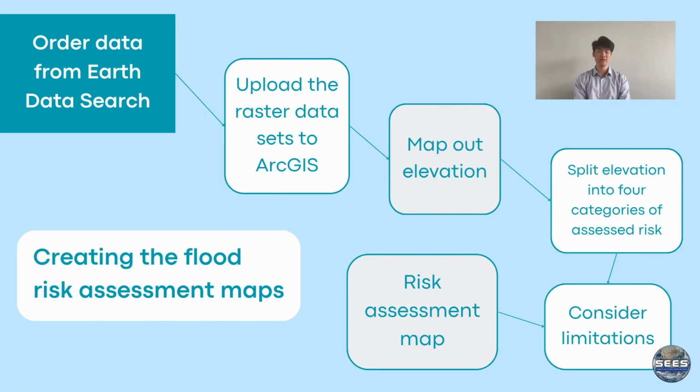Creating a flood risk assessment map involves a systematic approach. First, DEM data from ASTER was acquired through Earthdata Search. Next, the collected raster datasets were uploaded to ArcGIS, and within ArcGIS, the elevation data was visualized to map out the topographical landscape. The elevation was then categorized into 4 risk levels to assess flood susceptibility accurately. However, it's important to consider limitations. Elevation is not the only factor that plays into flood susceptibility, and an area of improvement would include having a weight overlay of more data features, including precipitation and vegetation.